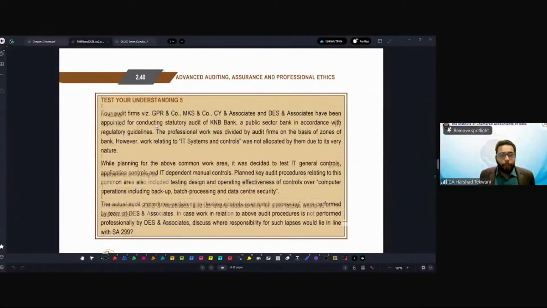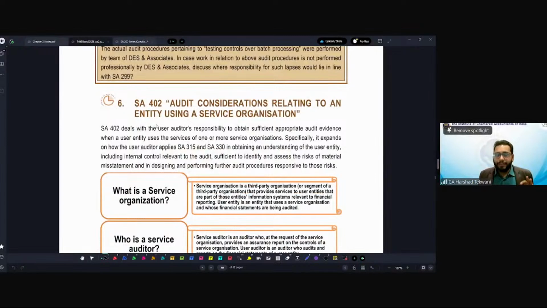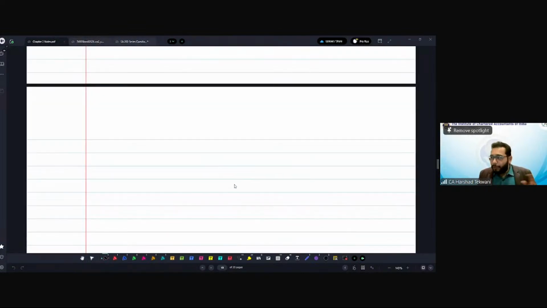If you go to your study material, on page number 2.40 there is SA 402, that is the audit considerations relating to an entity using service organization. Now before we discuss SA 402, can anyone tell me when this is applicable? When SA 402 is applicable? When the entity is outsourcing its work to a third party, then the auditor has to check the third party's processes also.